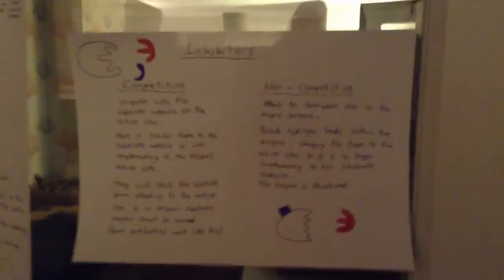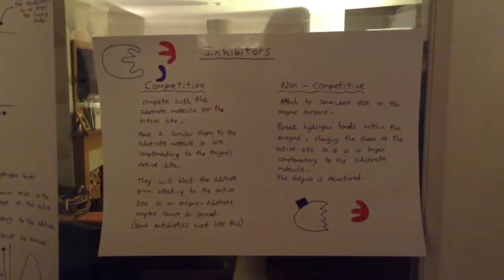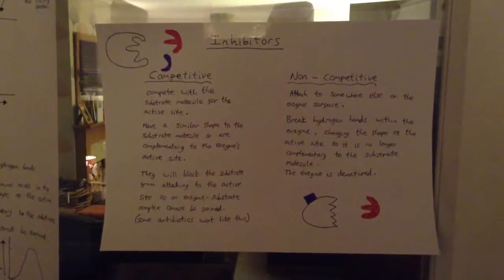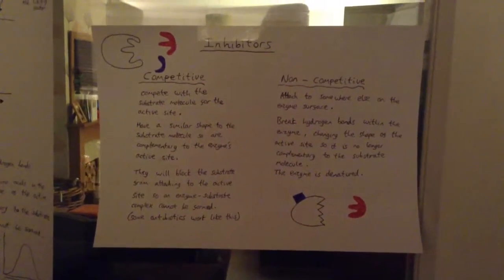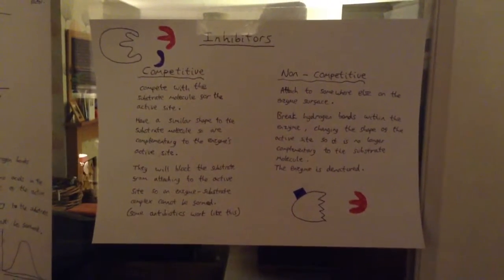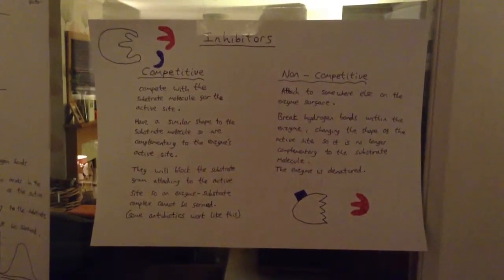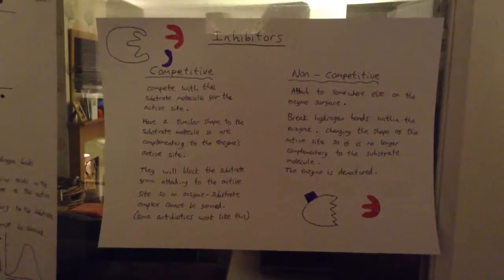Lastly, inhibitors. So you'll need to know about inhibitors for the exam. There are two kinds of inhibitors that affect enzymes. There are competitive and there are non-competitive. Now, competitive inhibitors, it's basically self-explanatory. The competitive inhibitor will compete with the substrate molecule for the enzyme's active site.